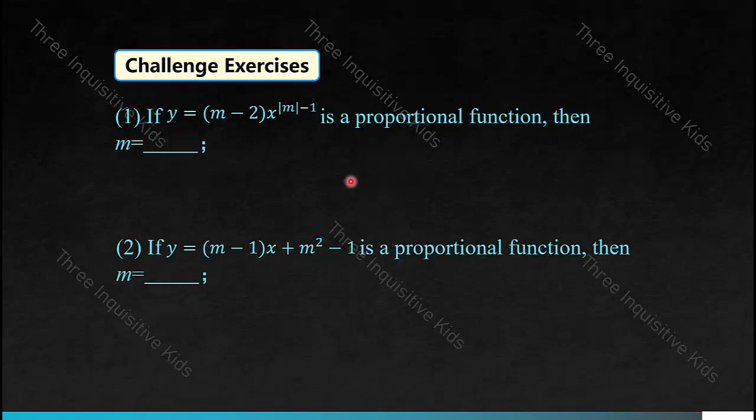Challenge exercises. 1. If y equals (m minus 2)x to the power of the absolute value of m minus 1, and this is a proportional function, then what does m equal? And 2. If y equals (m minus 1)x plus m squared minus 1, and this is a proportional function, then what does m equal? Pause the video and use the definition of proportional functions to help you solve.